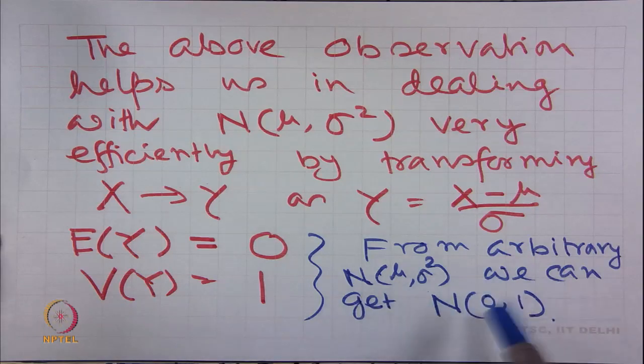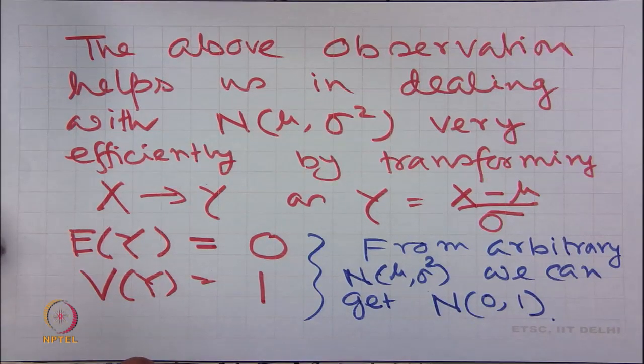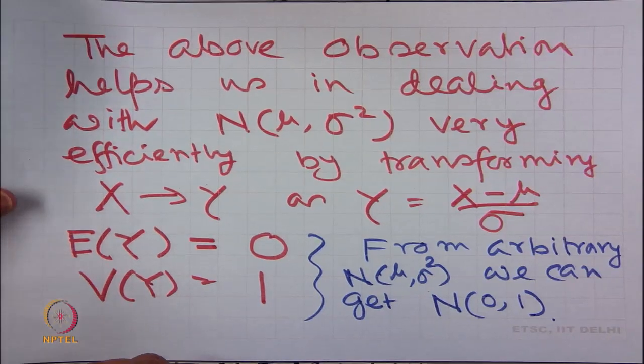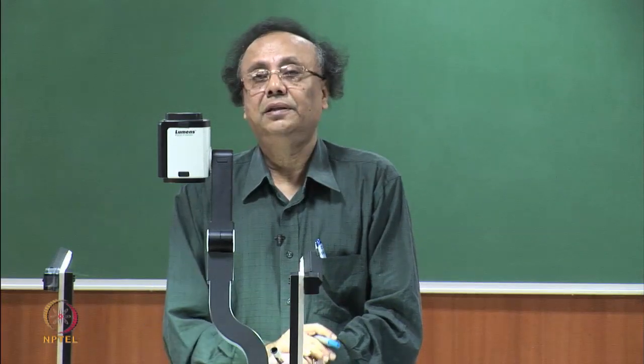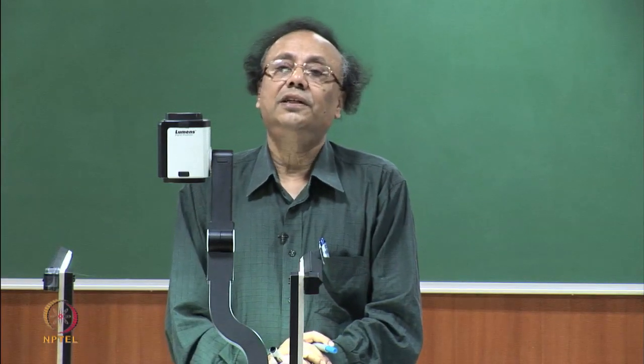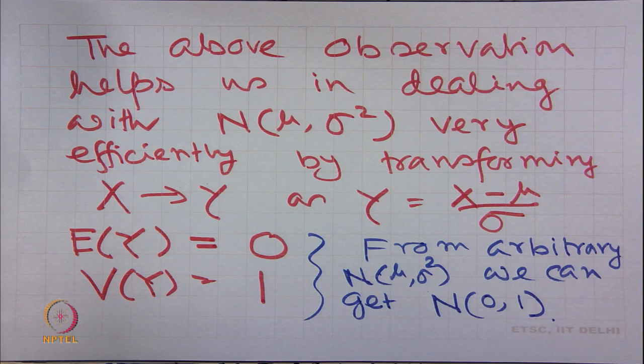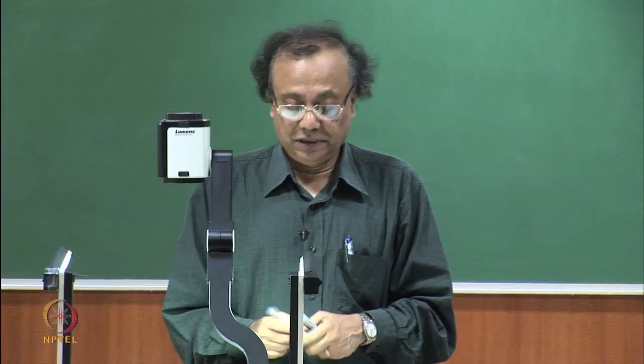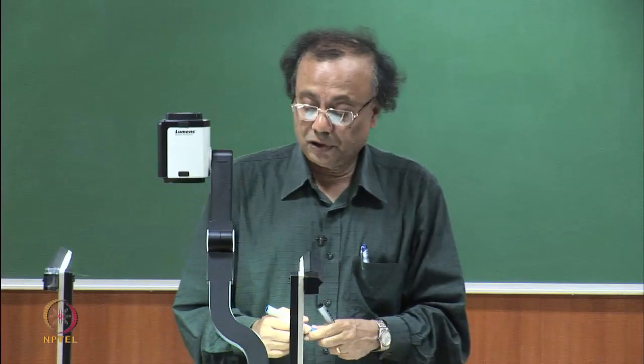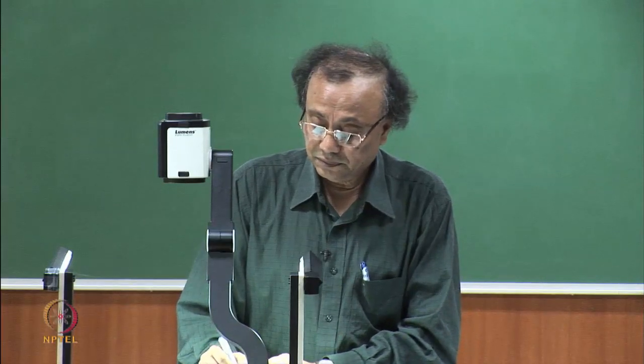And why do we use normal 0, 1? Because that makes our life simple. Even if you look at it from the moment generating function, for standard normal the moment generating function is e to the power t square by 2, but for arbitrary mu and sigma the moment generating function becomes e to the power mu t plus half sigma square t square, and therefore, dealing with that mathematically becomes more complicated. Let us now look at a slightly more complicated problem.